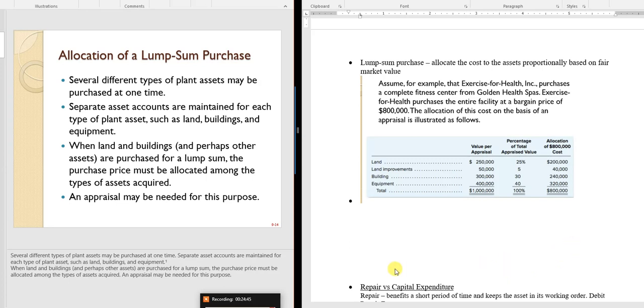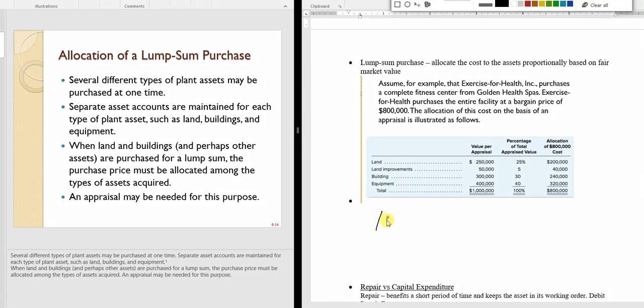And how do I do that? Well, in my example, I said the land was worth 100,000, the building was worth 50,000, so the total is 150,000. If you think about this, the land was worth 2/3 of the appraised value, and the building was worth 1/3 of the appraised value. So I'm simply going to give the land 2/3 of the purchase price and the building 1/3 of the purchase price. Okay, so if you only have two assets, you can do that quickly.